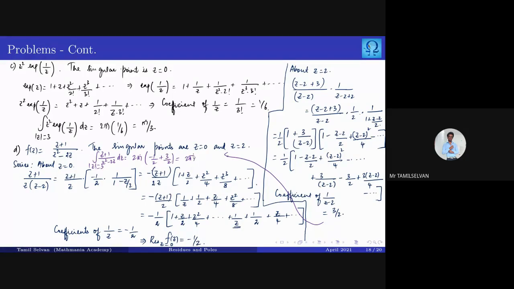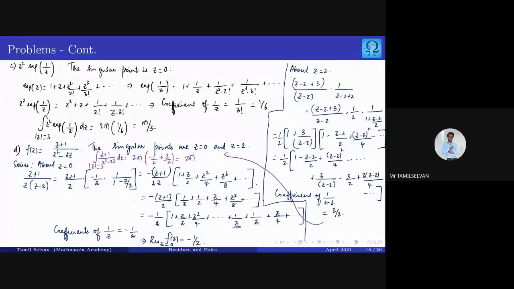Here I have not only worked out this problem, I have given you the ideology on how to expand things in a Laurent series. Is that clear? Basically, is that clear? Yes, sir. What about others?